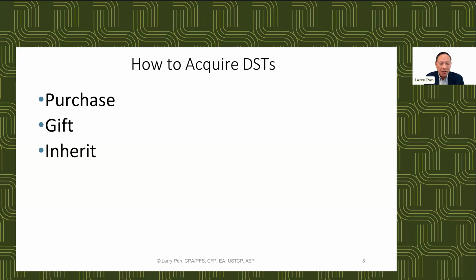For 2024, that's $13,610,000. So for a married couple, that's 27 million. So you won't be paying a gift tax unless you give away more than 27 million if you're married. However, in 2026, we're expecting the lifetime exclusion to drop in half. So in 26, it might be 7 million.